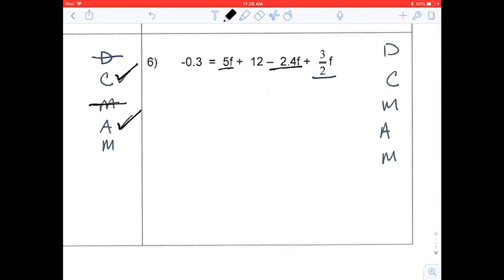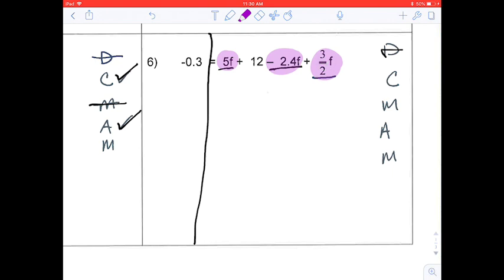Okay, number 6. I see some underlines here. That's probably a hint. So let's draw a line here and start thinking. So -0.3 doesn't need to change. There's nothing for me to distribute, but those underlines look like they need to be combined as like terms. Oh, and these are kind of messy.